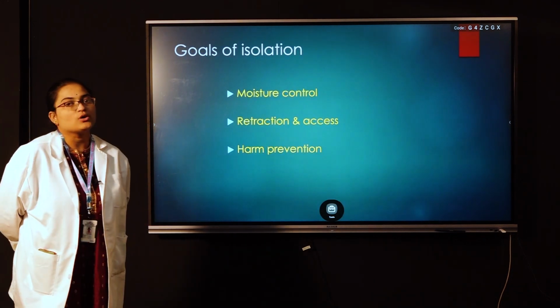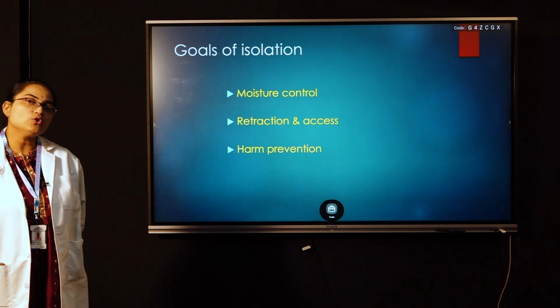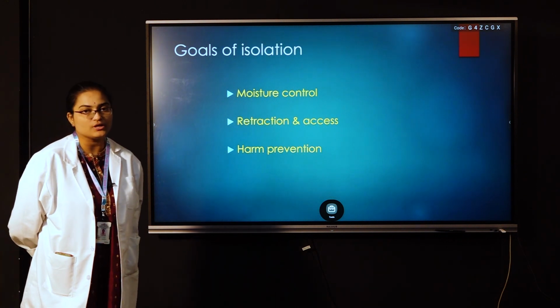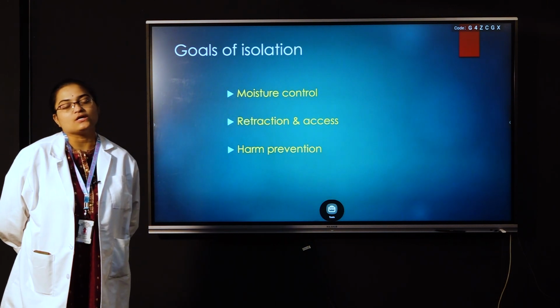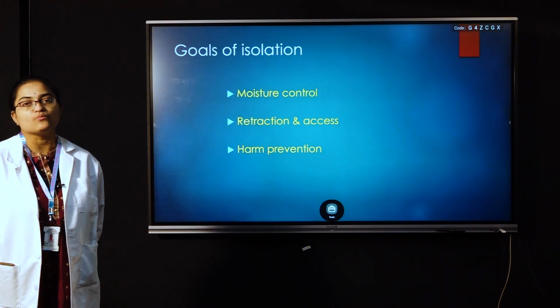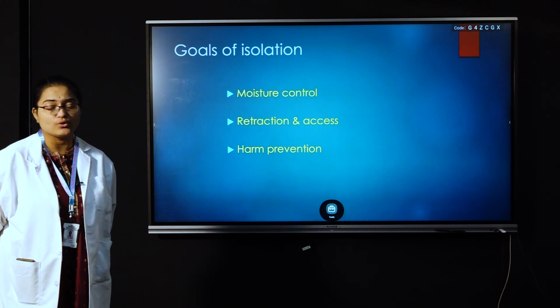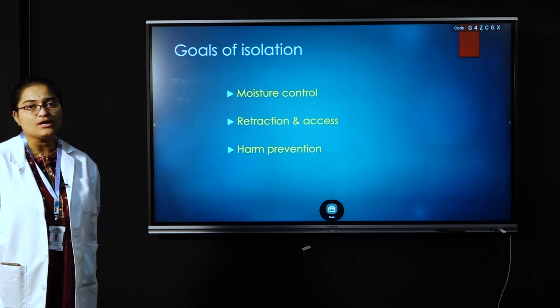So to achieve a good result in your operative dentistry, after having a good operator and chairside positions along with patient comfort, you need to address isolation. The goal of isolation is complete moisture control. So by moisture control, you are going to have good access, a dry environment and good quality of your treatment.